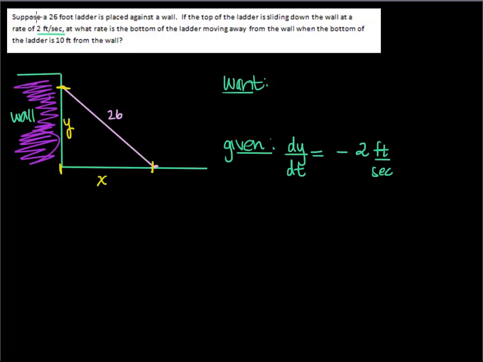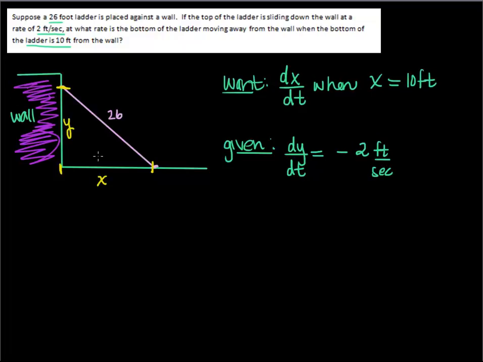Okay, what else do we know? Well, we know the ladder's 26 feet, but that's kind of given. We'll just keep that in our picture here. What is this saying? At what rate is the bottom of the ladder moving away? So this tells me my want. What do I want? I want the rate at which the bottom of the ladder is moving. That's my dx/dt. And then what I put here, at a specific moment in time, is when the bottom of the ladder is 10 feet away, when x is 10 feet.